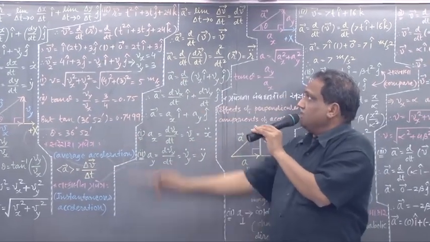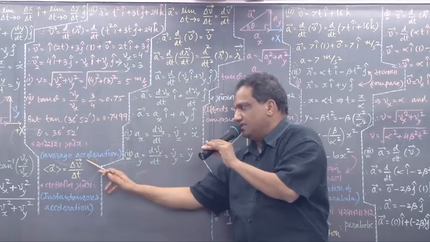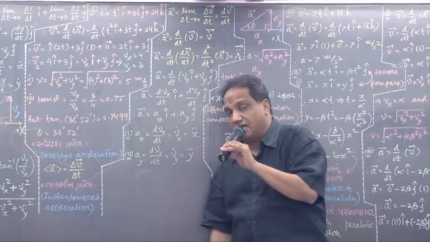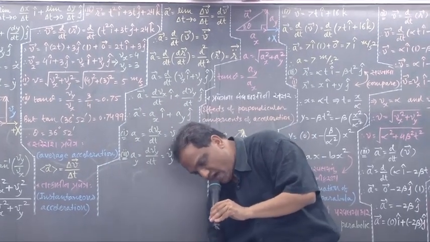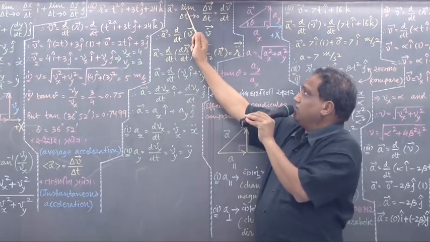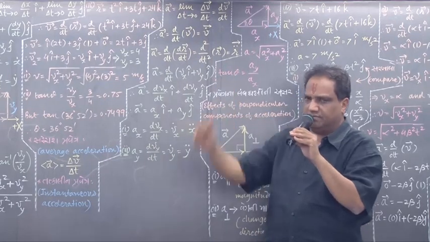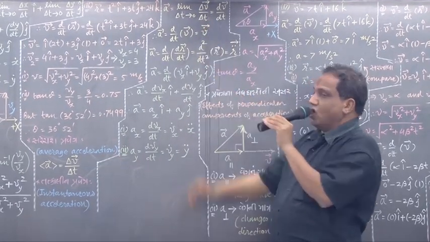Now you know this instantaneous value is nothing but this average acceleration only, but in this ratio we should take this delta T gradually smaller and smaller. There is no end to it, so we write mathematically limit delta T tends to 0, vector delta V upon delta T.